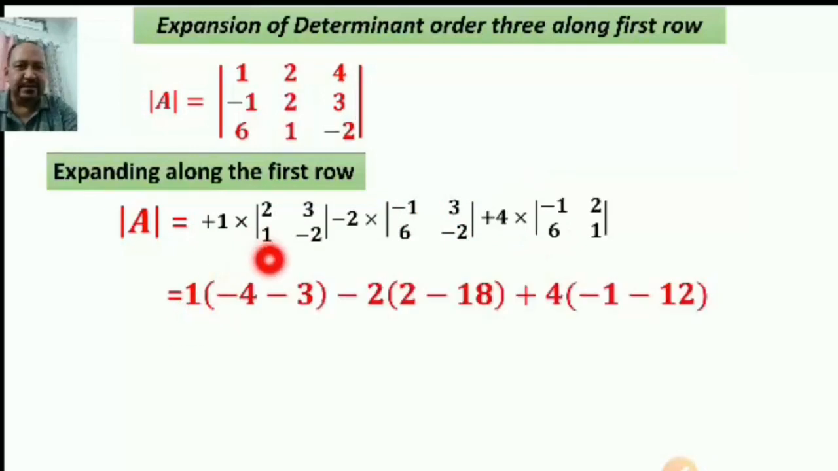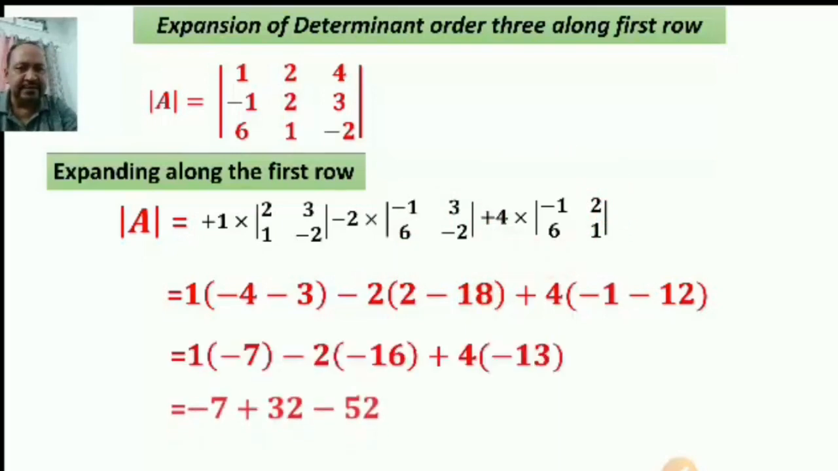Now minus 1, 2 into minus 2 makes minus 4, 1 into 3, minus 3. And in the same way, minus 2, 1 into 2, 2 plus 2, positive 2, and minus 6 into 3, minus 18, and so on. So you will get the value of the determinant is minus 27. You will get minus 27 as the value of the determinant.